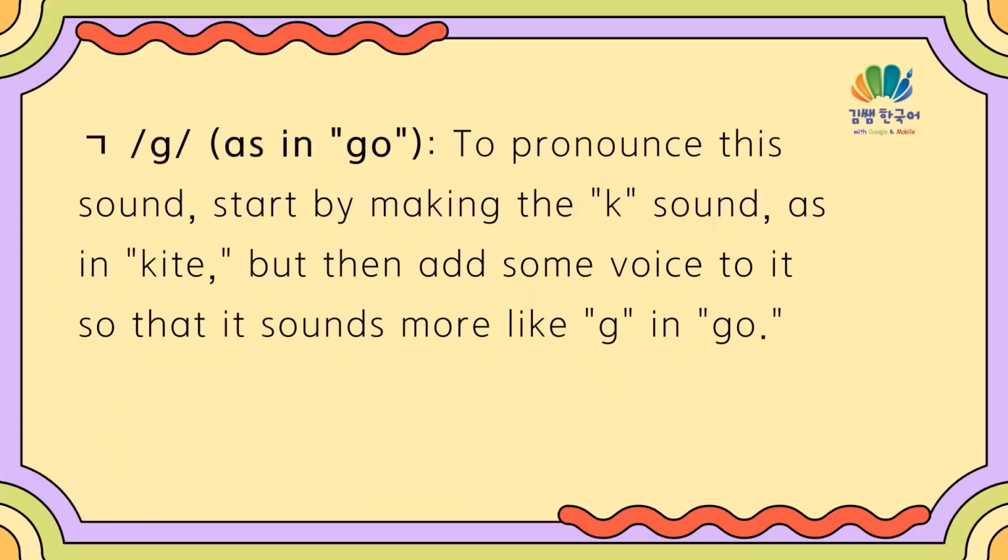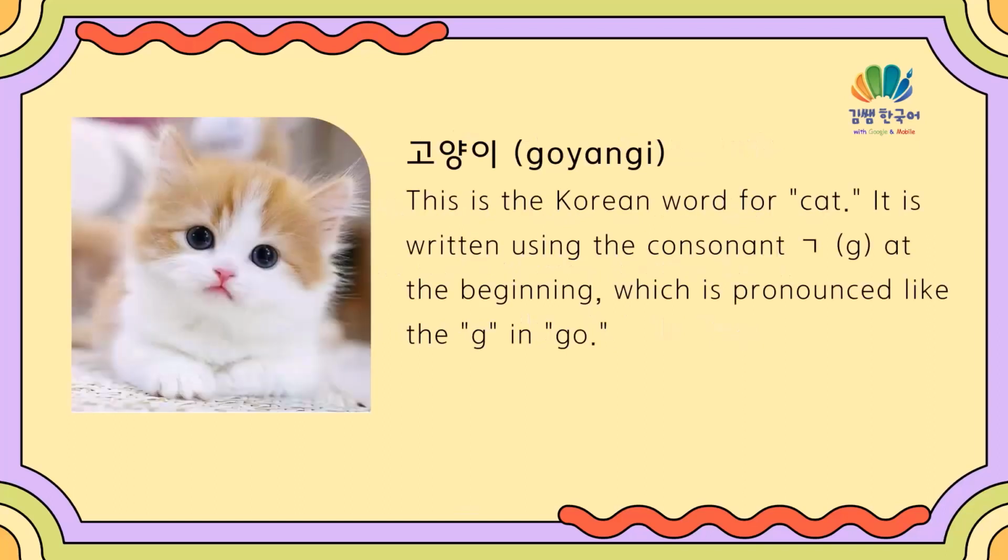기억. G, as in go. To pronounce this sound, start by making the K sound, as in kite. But then add some voice to it so that it sounds more like G in go. 고양이. This is the Korean word for cat.